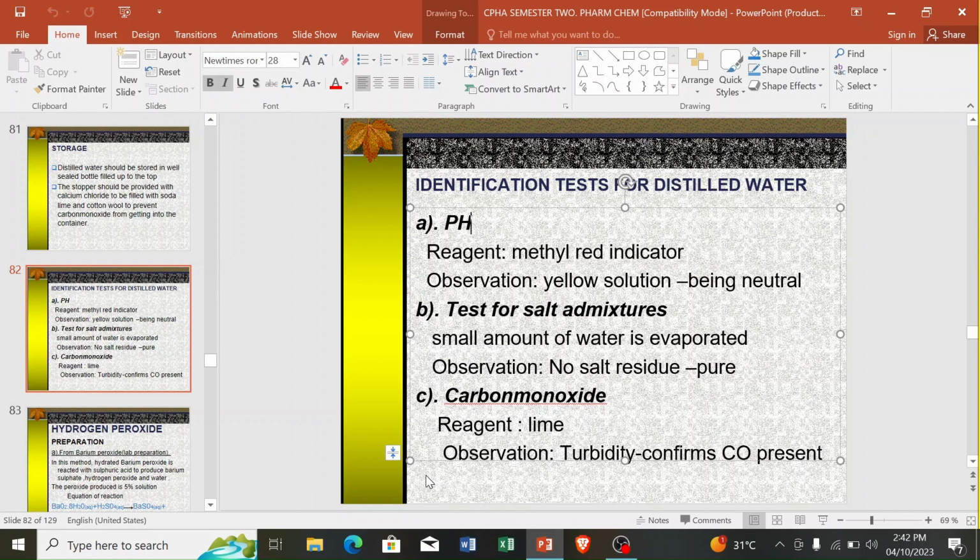But if the purple solution of potassium permanganate turns to a colorless solution, we shall conclude that organic compounds are present in distilled water. And we said that when organic compounds are present in distilled water, it will breed microorganisms, and this will bring about microbial instability of whatever product we shall use or make with that specific water that we didn't check for its purity. So other identification tests, we shall share them in class.